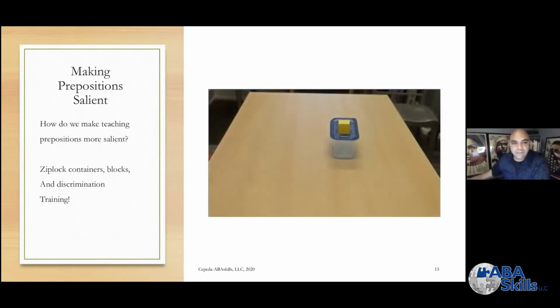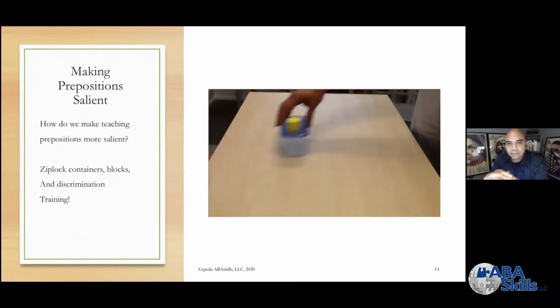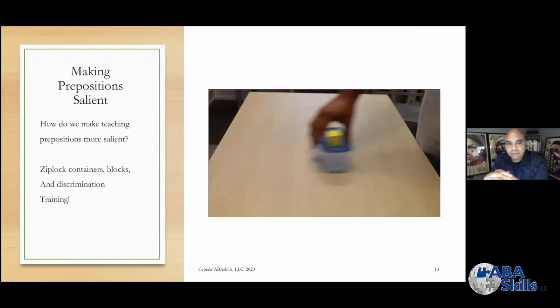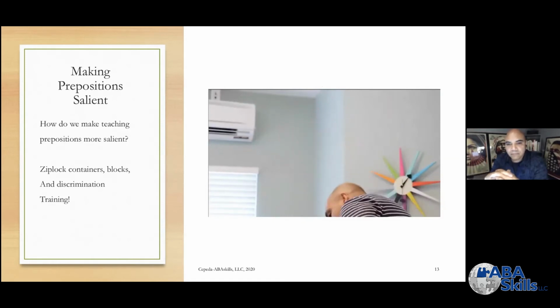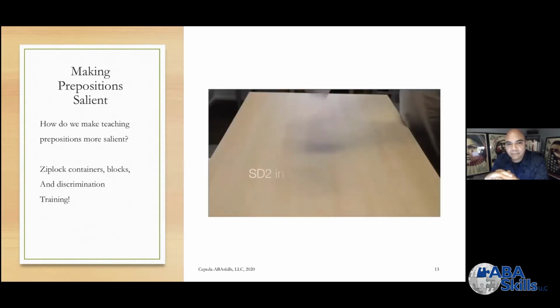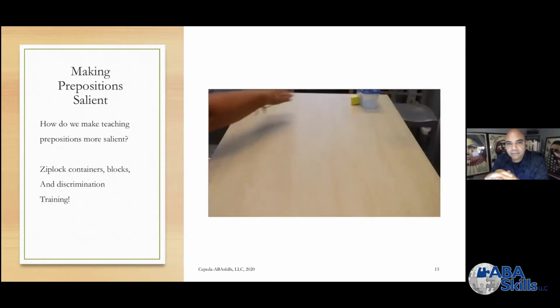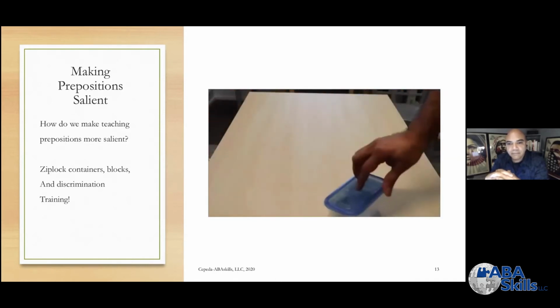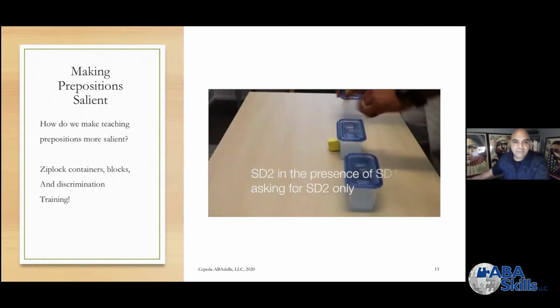Okay, so first, we're going to do SD1 in isolation, touch on top. Very good. Touch on top. Very good. Touch on top. Very, very good. Good. So we have on top in isolation. Next, I'll introduce in front in isolation. Touch in front. Very good. Touch in front. Nice work. Touch in front. Very good. That is in front. Excellent. So the next step will be to do S.